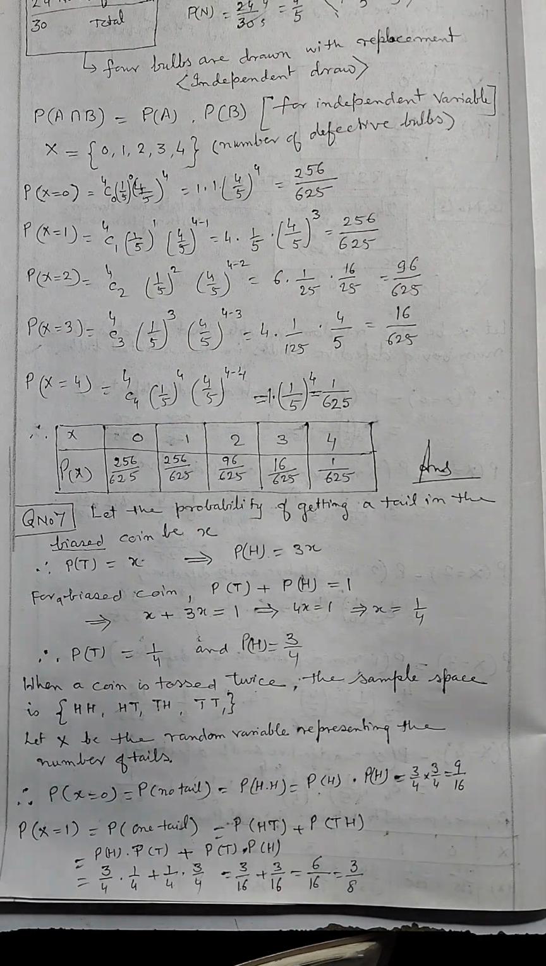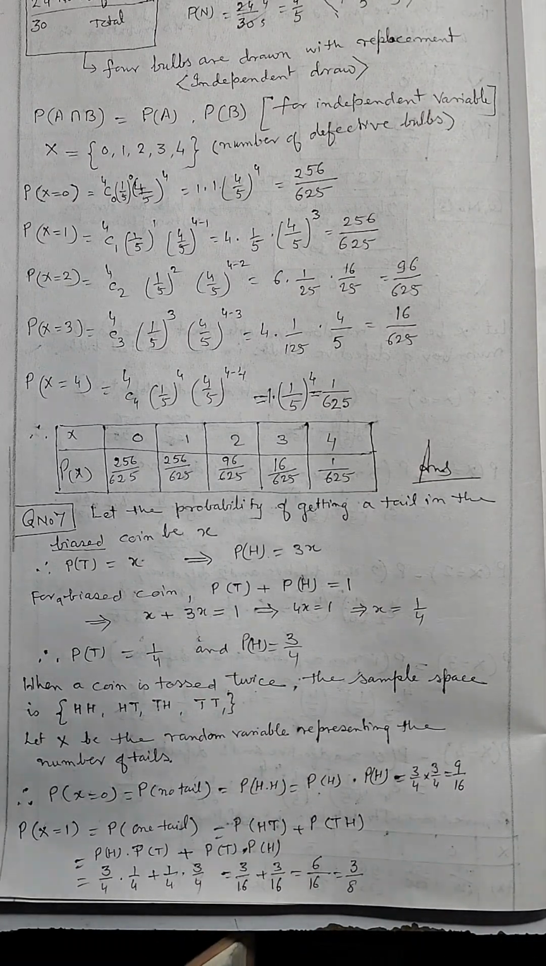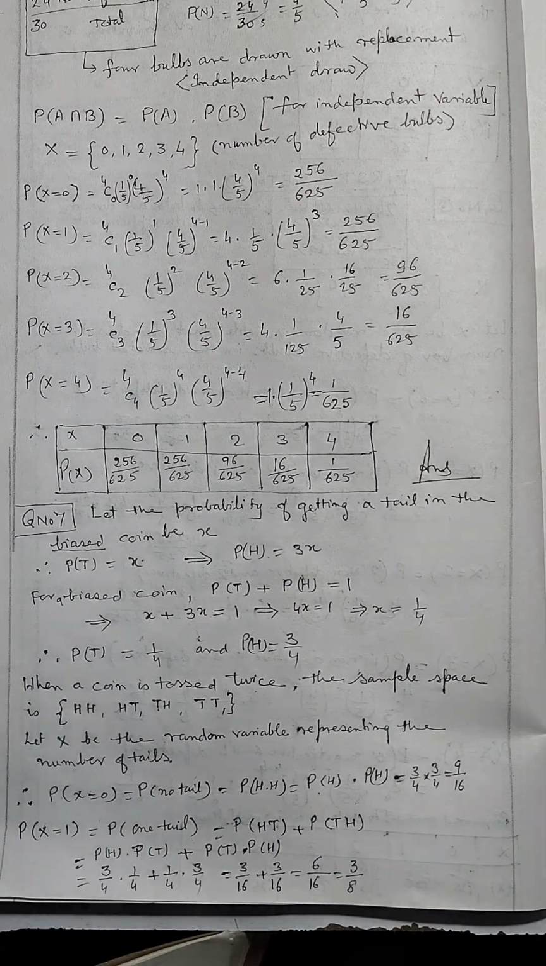CBSE Mathematics Class 12, Exercise 13.4, question number 7, which states: A coin is biased so that head is 3 times as likely to occur as tail. If the coin is tossed twice, find the probability distribution of number of tails.